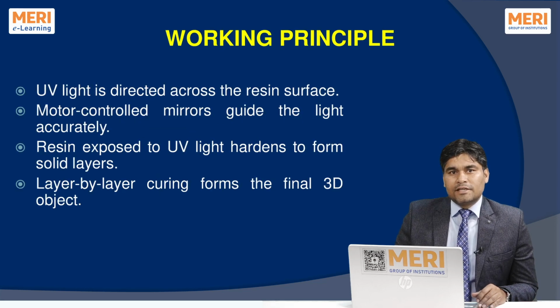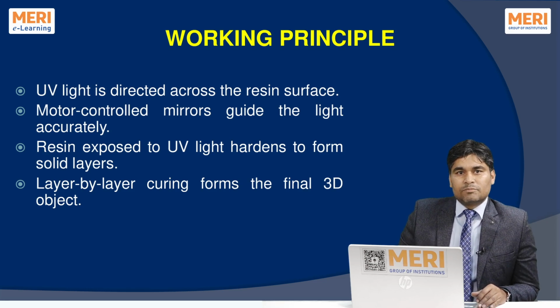Now let us understand the working principle of VAT photopolymerization. In this process, ultraviolet light is directed across the surface of the liquid resin present inside the vat. The light follows the design pattern of the object that needs to be manufactured. To ensure accuracy and precision, motor controlled mirrors are used to guide and focus the light beam onto specific areas of the resin surface.